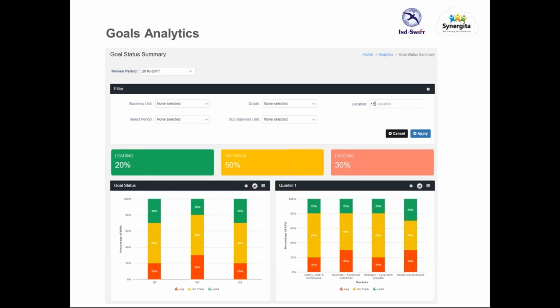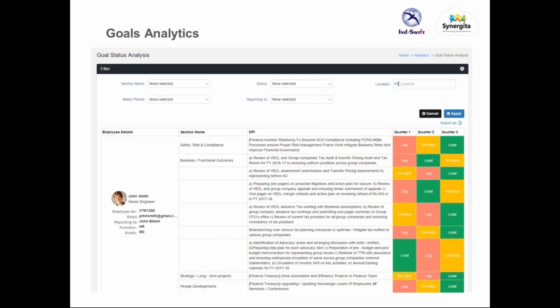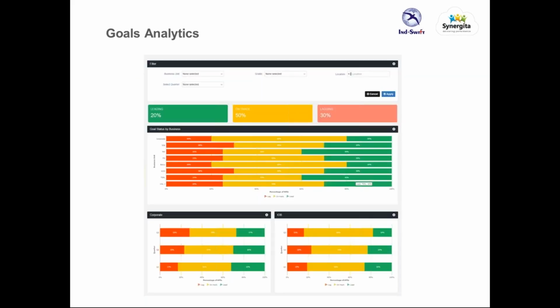This is the goals dashboard, where you'll be able to easily find out how many goals across the organization are leading, on track, lagging. This dashboard will help the department heads, business unit heads, and the HR team find out where we are and where the corrective actions have to be taken. This is a more detailed view of the goals dashboard. When it comes to a large organization where there are multiple business units, this dashboard gives a very high level view of how each business unit is doing with respect to achieving the goals defined.